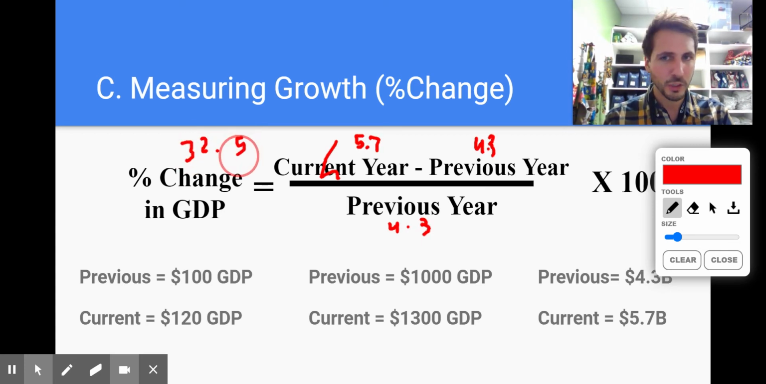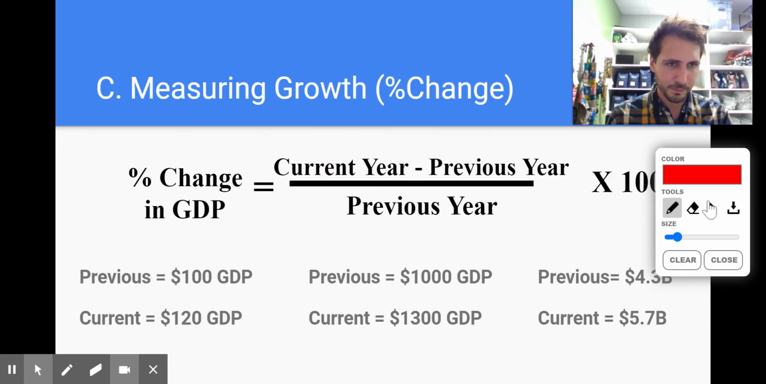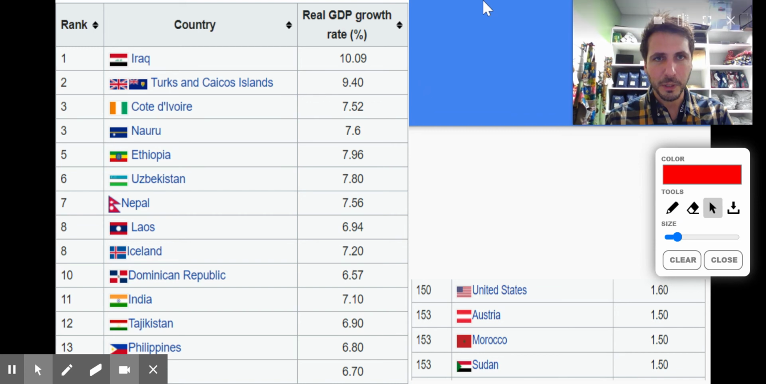That's your first equation. You just got to memorize that. Percent growth: current minus previous divided by previous. Let's keep going.